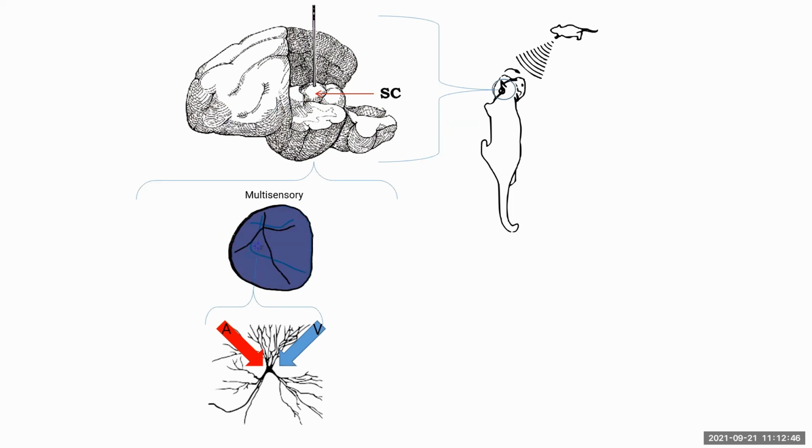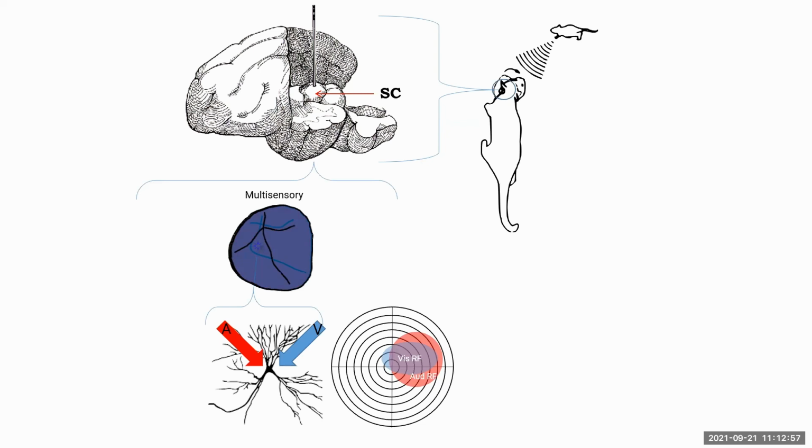And what that means is that you can identify individual neurons in the deep layers of the SC that are responsive to multiple sensory modalities. So here, just for example, we have a visual auditory neuron. It's responsive to vision and audition. And what that means is that because it's embedded in a map, we can identify regions of space to which the neuron is responsive to visual cues or to auditory cues. And we call these its receptive fields.